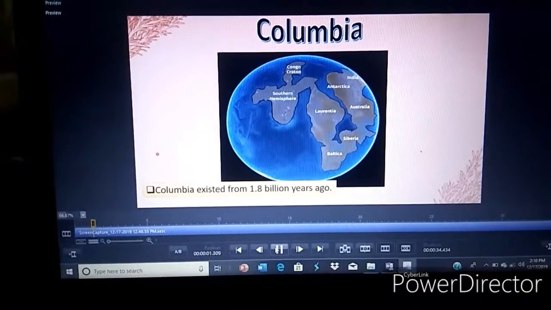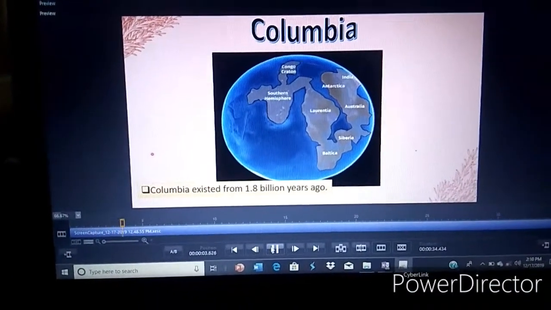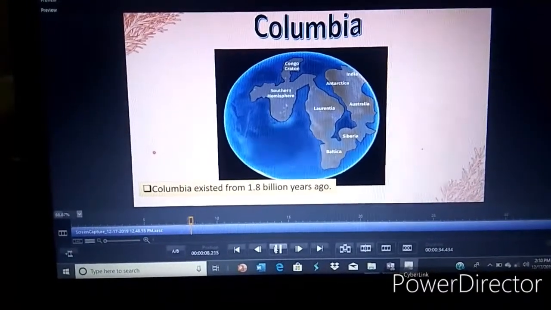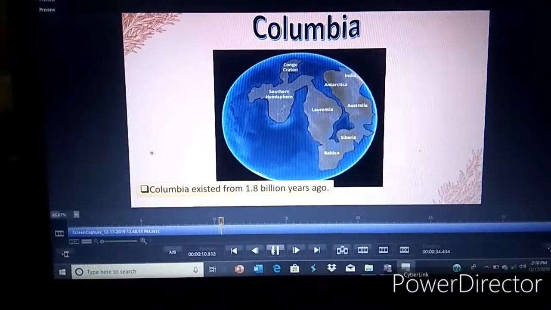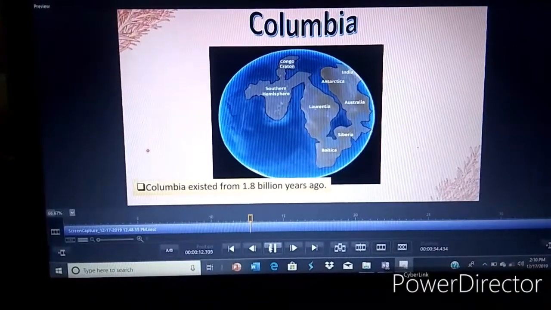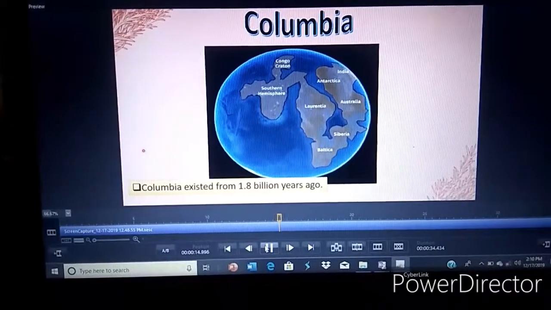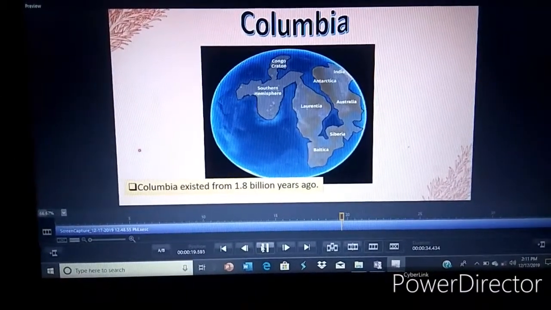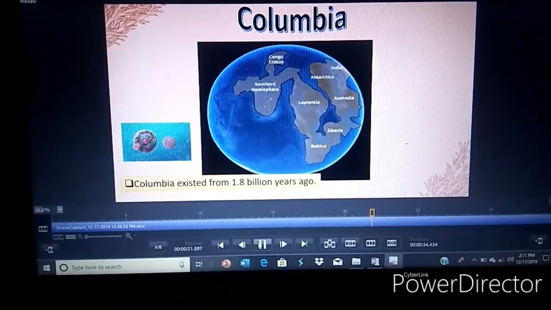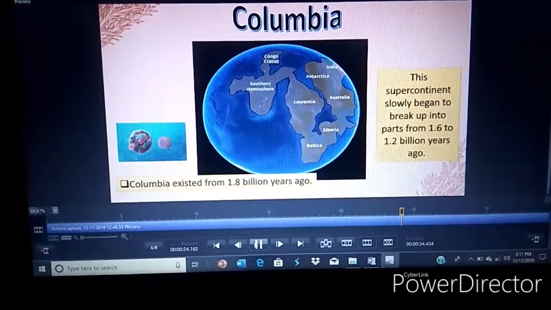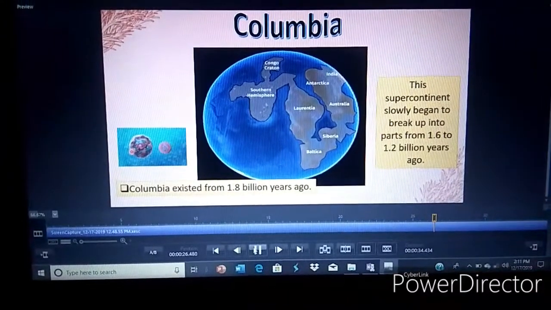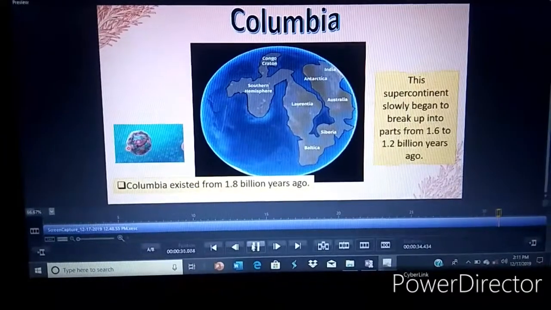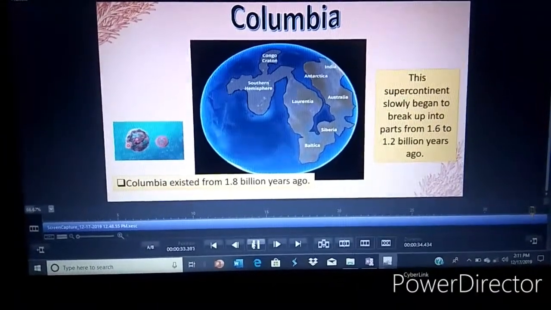Columbia existed from 1.8 billion years ago, from the beginning of the Statherian period. During the Statherian period, living organisms were forming and existing on these supercontinents, with the first appearance of eukaryotes at this time. This supercontinent slowly began to break up into parts from 1.6 to 1.2 billion years ago, and later on formed Rodinia.